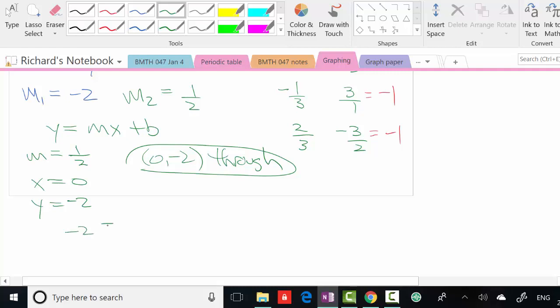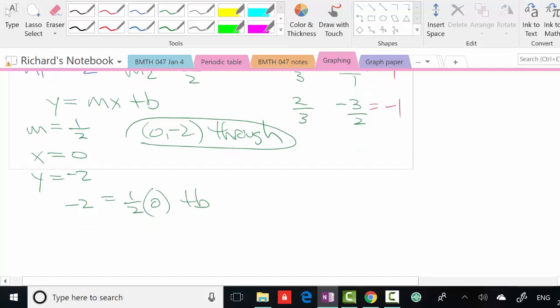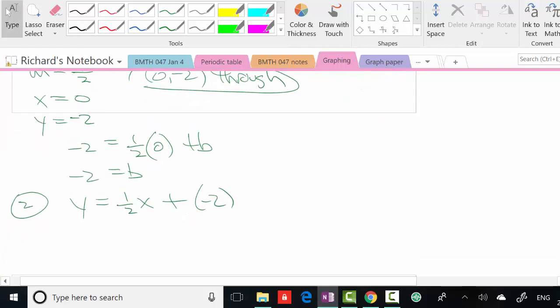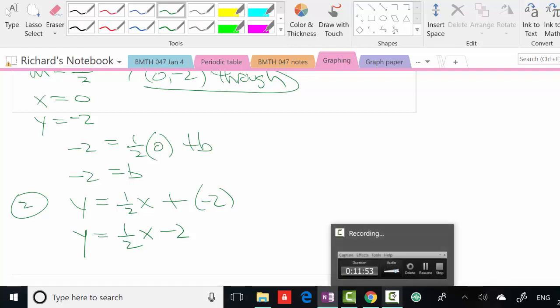Here we go. Minus 2 equals 1/2 times the x value, which in this case is 0, plus b. Oh, well, that's kind of handy. That means minus 2 equals b. So equation number 2 in slope-intercept form has a slope of 1/2, multiplied by x, plus the y-intercept, which is minus 2. In a more convenient form, this is y equals 1/2 x minus 2. All right, so now I'm going to graph both of these equations on the same set of axes.